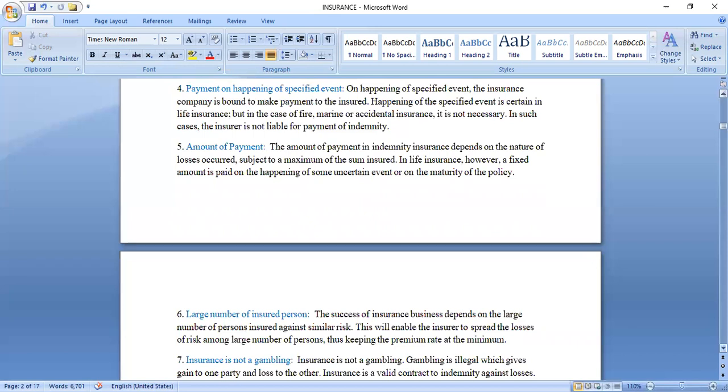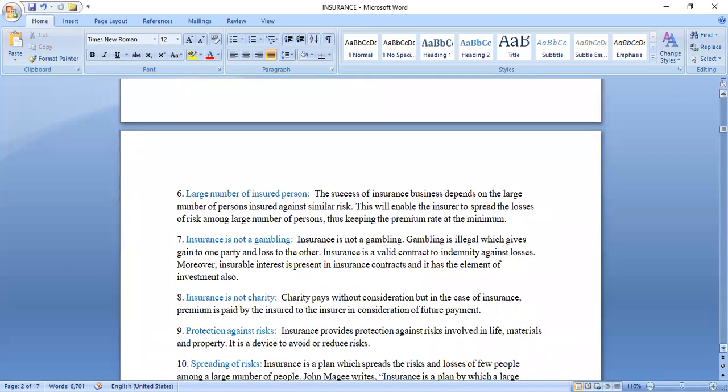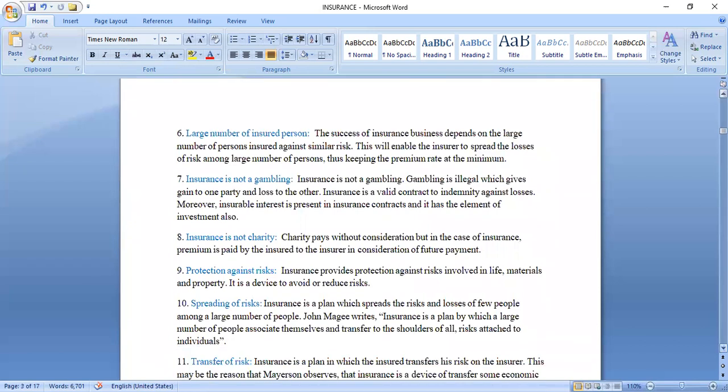Then in terms of the amount paid to the insured, it will depend on the policy, right? It will depend on the contract, practically the policy between the two parties, the insurance policy. Then insurance is also characterized by a large number of insured persons.